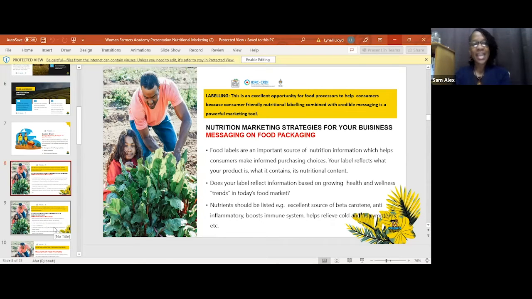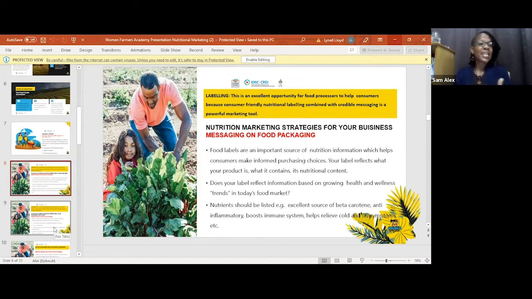And again, being in the Caribbean, many times I come across Caribbean labels versus labels from other parts of the world. And many times we don't do as good a job as we could in terms of informing the consumer of what's in our product through proper labeling. So let's talk about messaging on food packaging. Food labels are an important source of nutrition information, which helps consumers make informed purchasing choices. Your label reflects what your product is, what it contains, and its nutritional content.